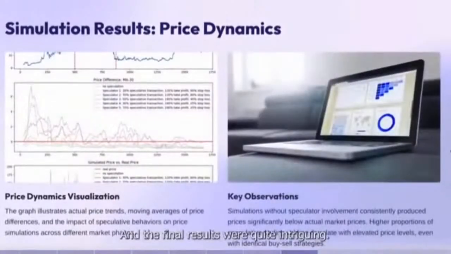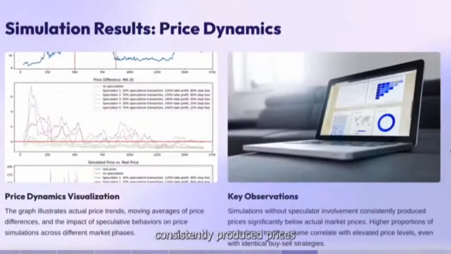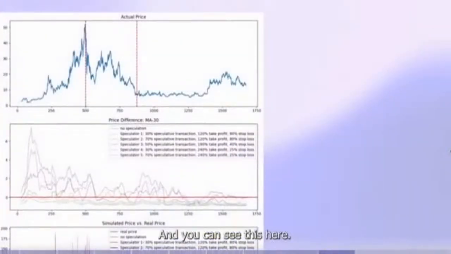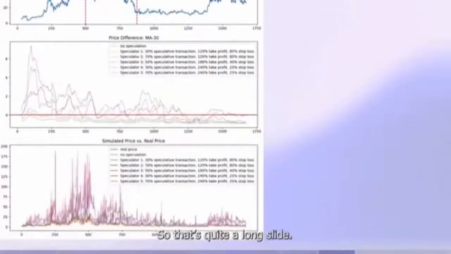The final results were quite intriguing. In the next slide, I'm going to show you the full graph. What we saw was that the simulations without the speculators consistently produced prices that were significantly below the actual market prices. So high proportions of speculative trading correlate with elevated price levels, even with identical buy-sell strategies. And you can see this here. That's quite a long slide.